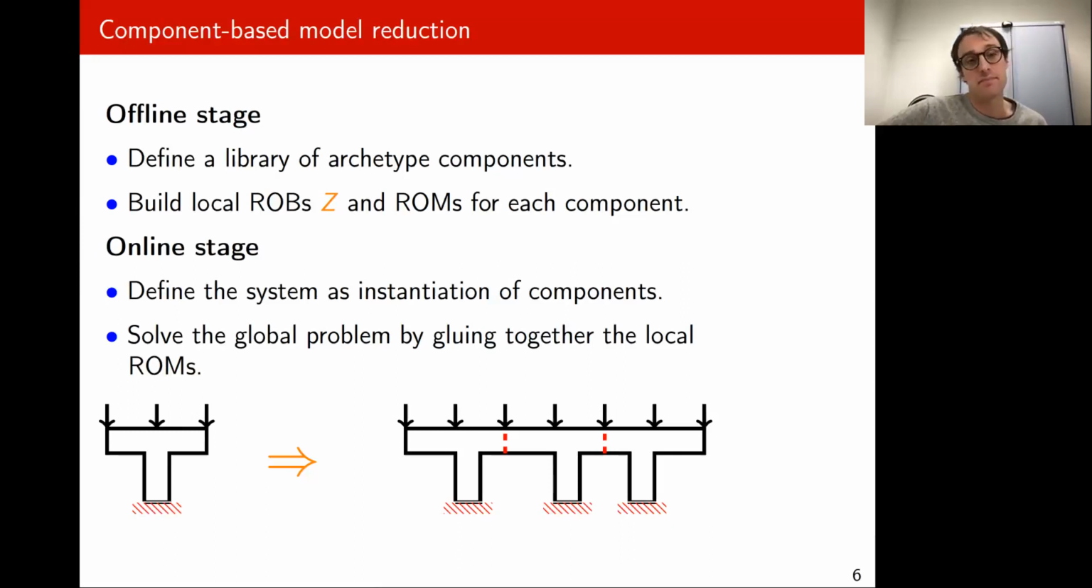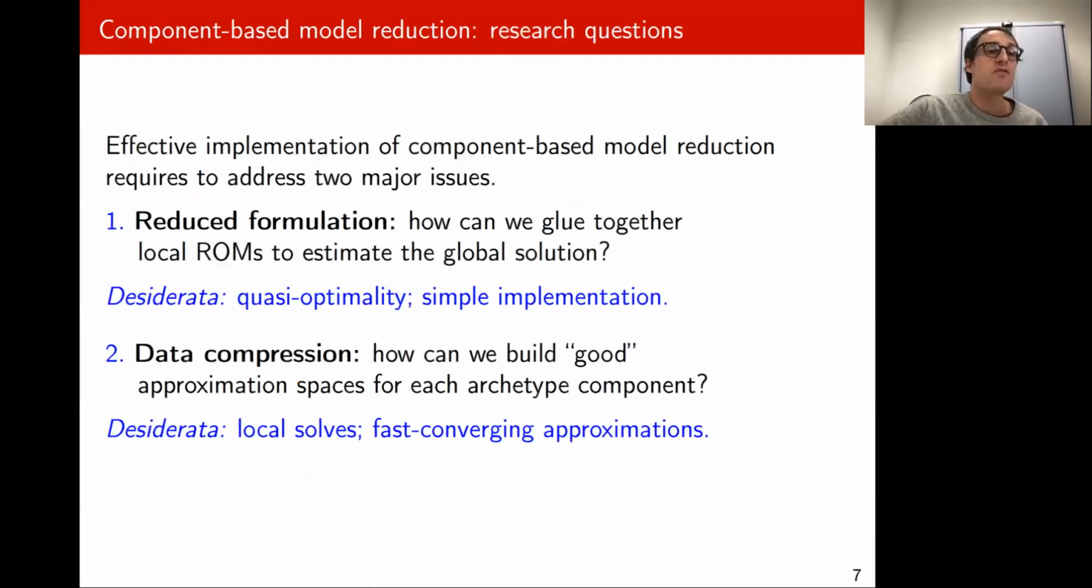So that's the idea. Effective implementations of component-based model reduction require addressing two major issues. The first question is, how can you glue together local reduced order models to estimate the global solution? If you think about this, it is the question of domain decomposition, in a sense.